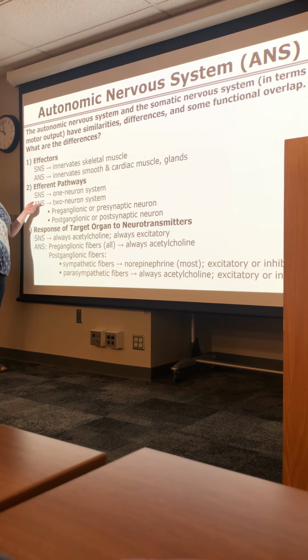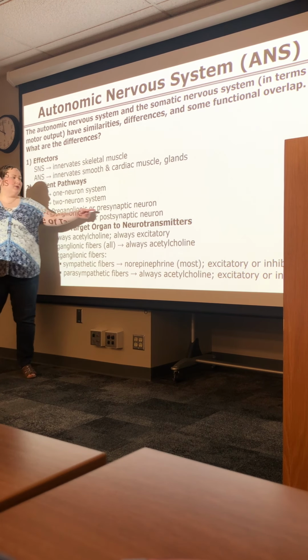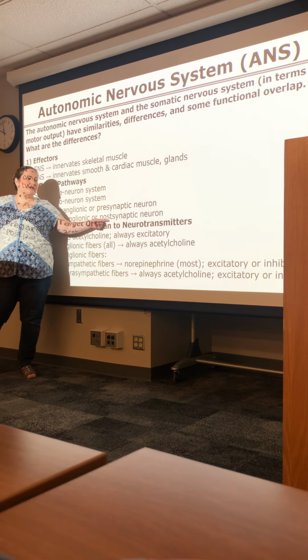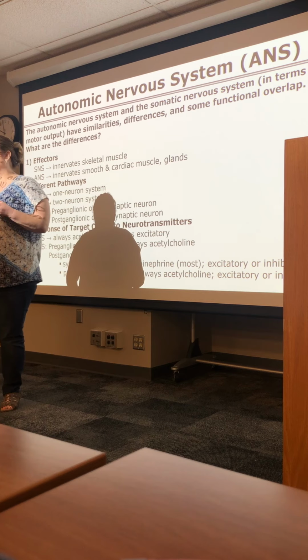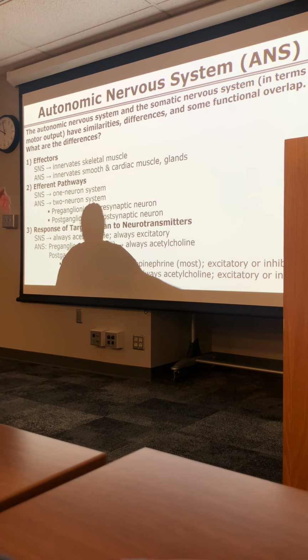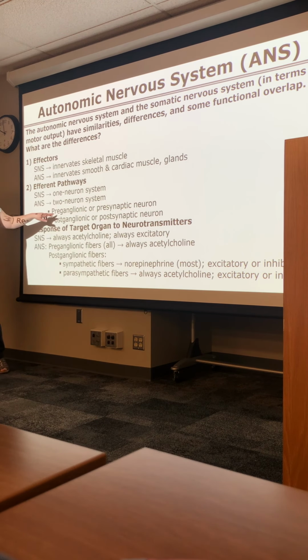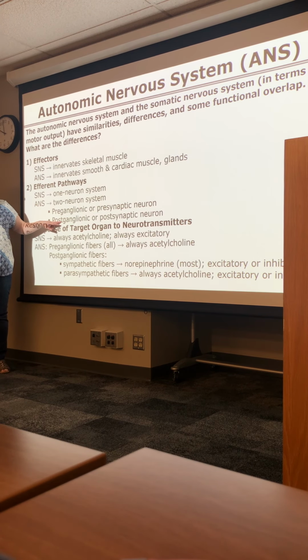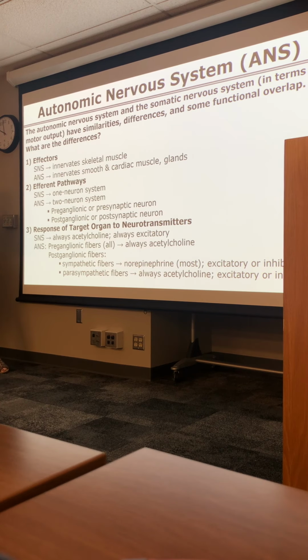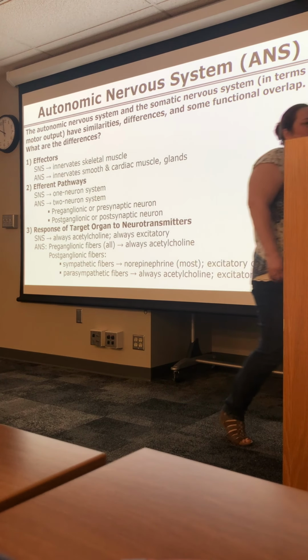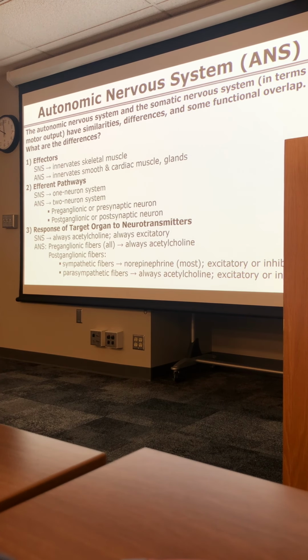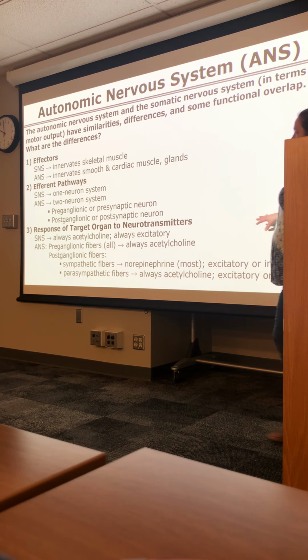So that means the first neuron is going to synapse on the second neuron. So the first neuron is known as the presynaptic neuron. The second one is known as the postsynaptic neuron. But also remember that a collection of neuronal cell bodies out in the peripheral nervous system is known as a ganglion. So the first one is actually synapsing on the second one in a ganglion. So you can also call that first neuron the preganglionic neuron because it's going to be heading towards that ganglion. And the second one is the postganglionic neuron because it's going to be sending its axon away from that ganglion. So you can use either one of those terms for the neurons in that pathway. We also see that the neurotransmitters are different.